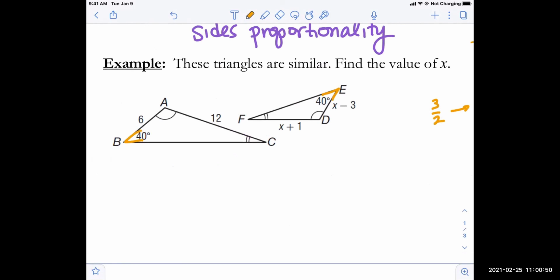Diamond, tell me how the sides correspond. Which side in the other triangle goes with the 6? Okay, how do you know?